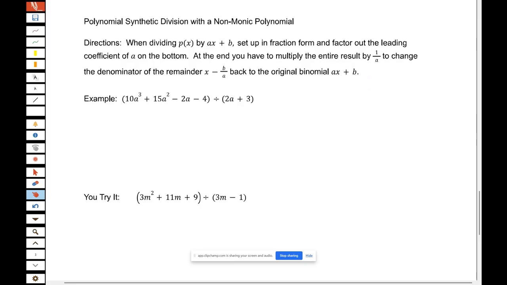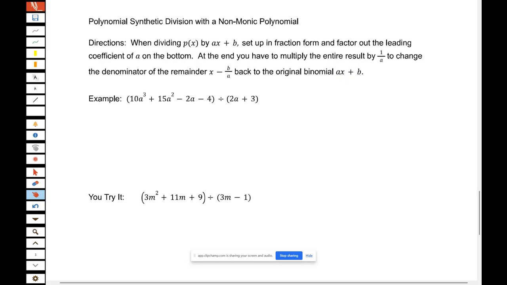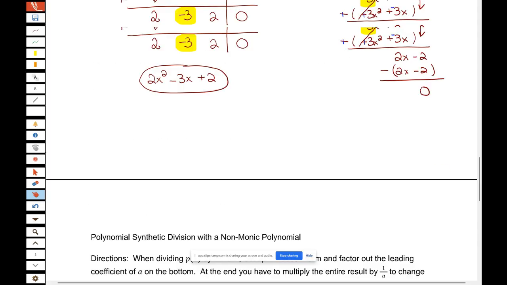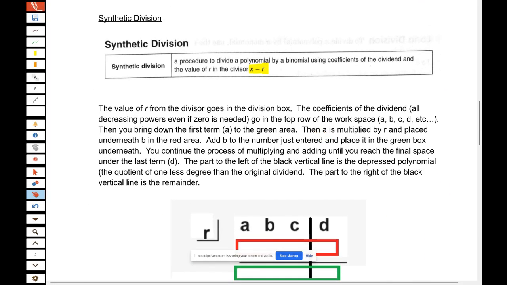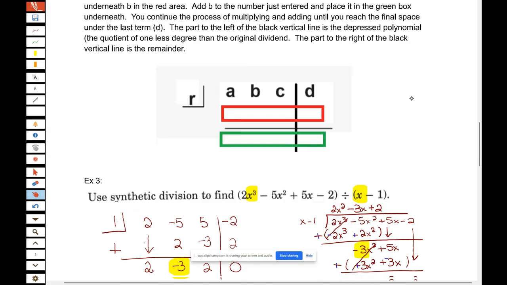Now we're going to talk about how to do synthetic division with a non-monic polynomial. In other words, it's not just x minus or x plus something. You have a coefficient in front of your x. I'm going to show you how to do this. I personally prefer to do long division when I don't have a monic polynomial. Something like this where it's x plus r or x minus r is called a monic polynomial. You're not going to be tested on that. Just know when it looks like that, it's the easiest one to do synthetic with. And we're going to use synthetic division a lot throughout the rest of the unit.